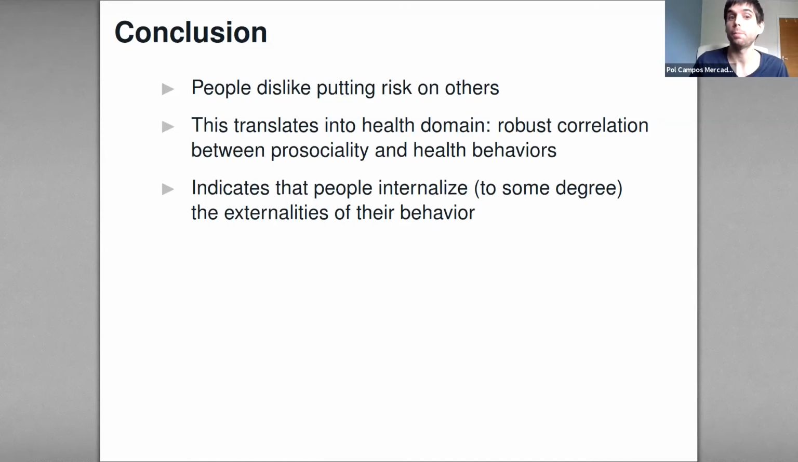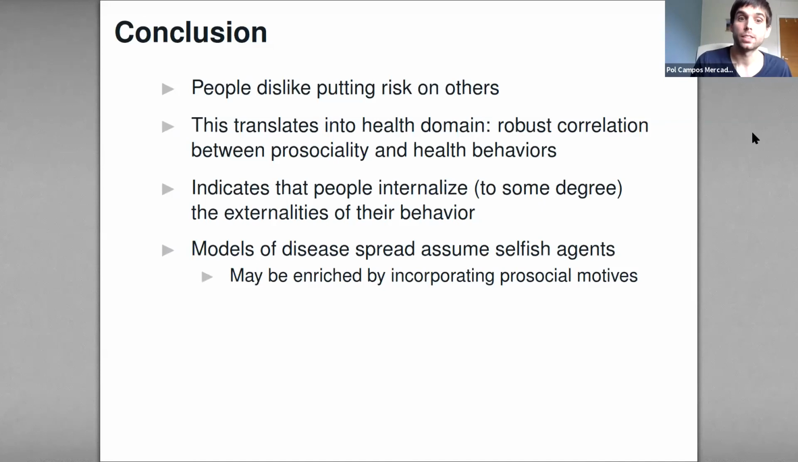Now, there are two main implications of this result. The first one is that models of disease spread typically assume selfish agents. So they assume that when people decide about their behavior during a pandemic, they mostly care about themselves. They think, am I going to get infected if I do that? Am I not? And then they make their decisions based on that.